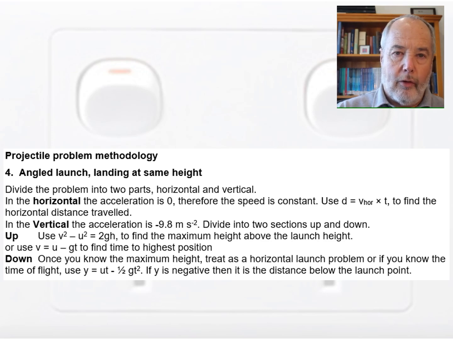If the value for y is negative, then that just shows that it is below the launch height. That tells me the distance below the launch height.